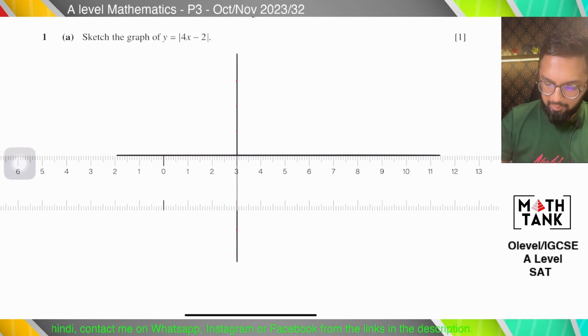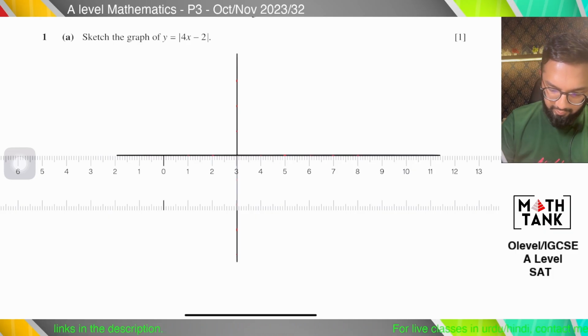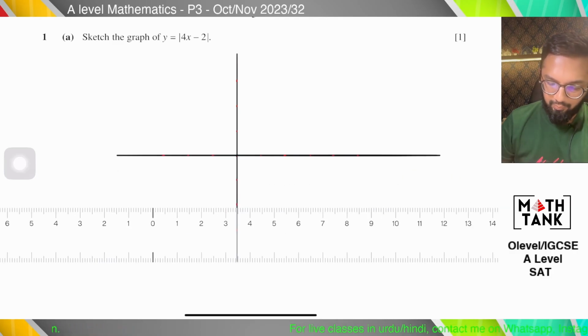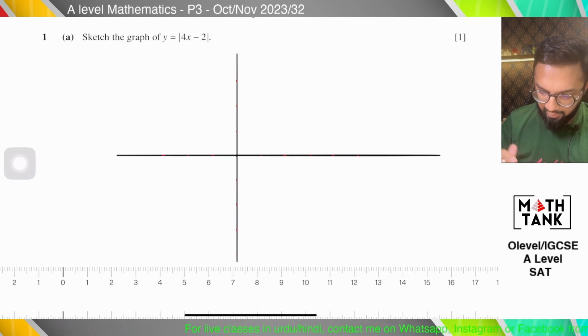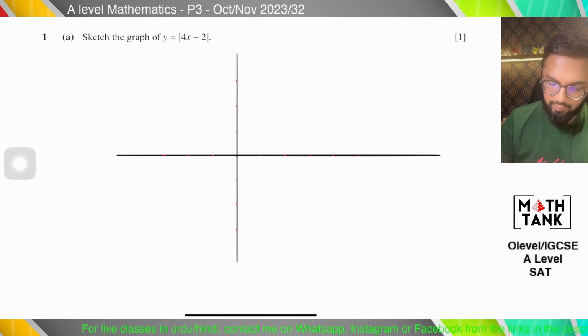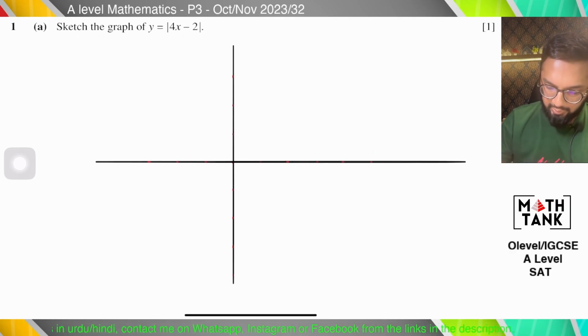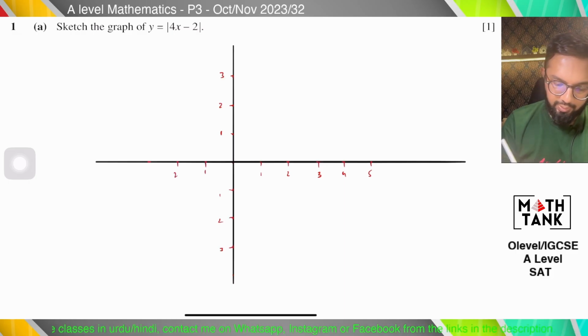Okay, marking my axis quickly. 1, 2, 3, 4, 5. I hope I can see the marks now. Switch off the ruler and say that I have 1, 2, 3, 4, 5, and 1, 2, 3, and 1, 2, 3.